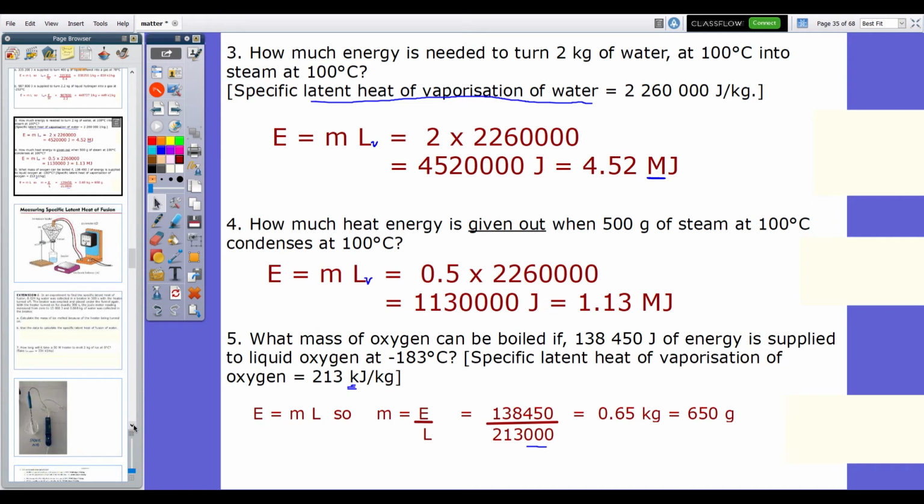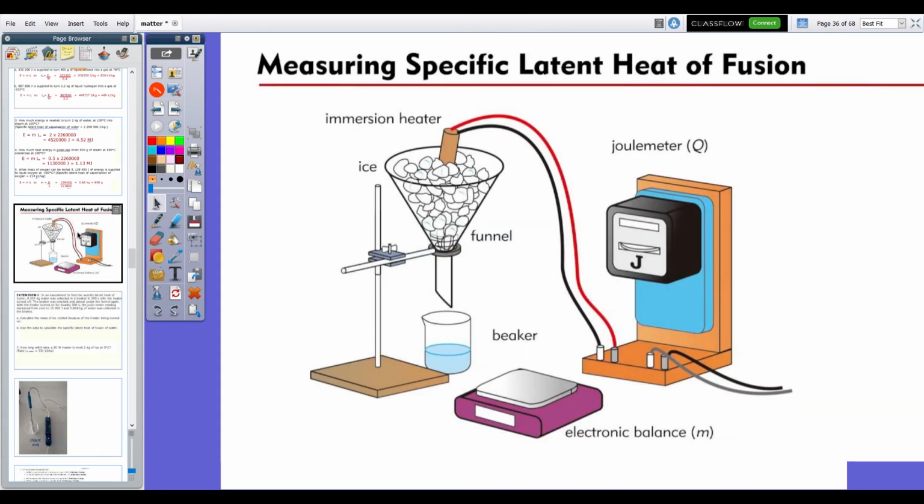So here's a couple of extension questions, which are really more touching towards A level. Before we look at that, we've got extension question 6. I'm just going to explain. This is the experiment that we would do if we wanted to calculate the specific latent heat.